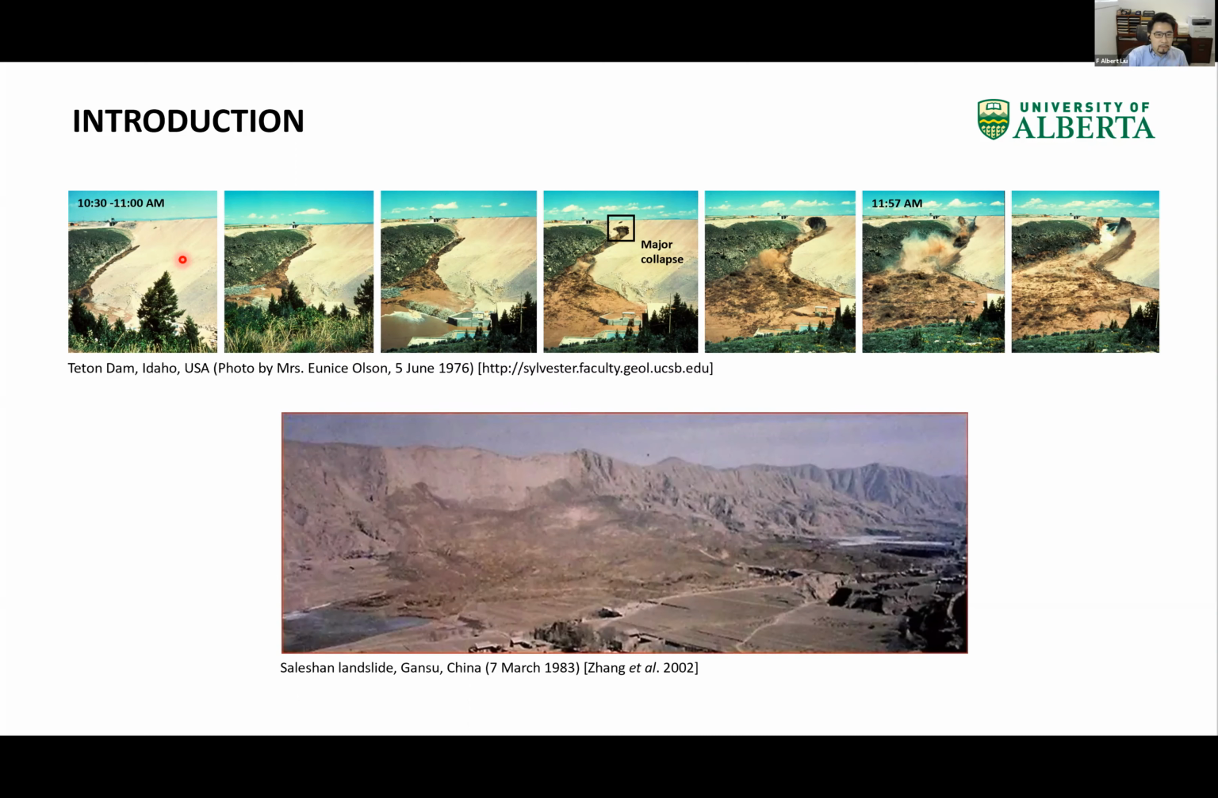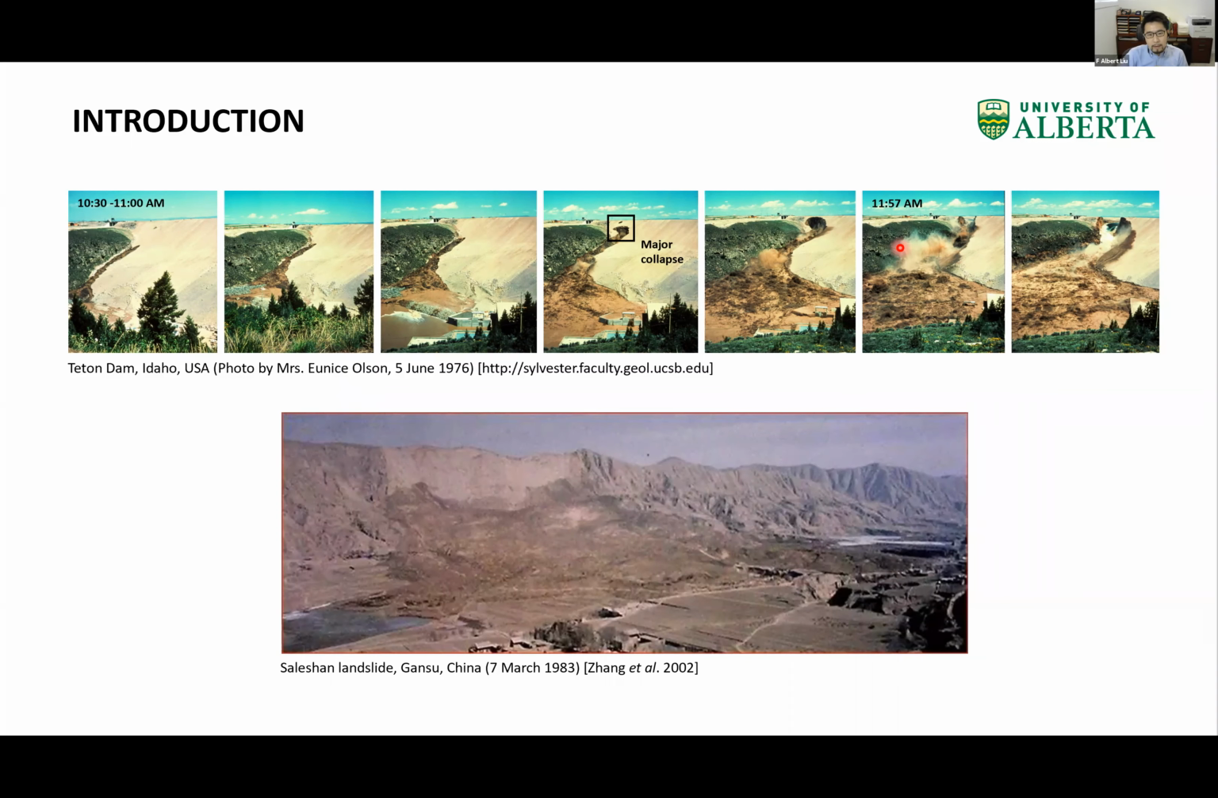You can see this from this sequence of images, moving from around 10:30 a.m. on that morning, and then to just before 12, when the major collapse and failure had occurred for the dam. As a material, loess is not the only responsible party for this failure. The dam was actually built upon a fissured rhyolite foundation. So the water in the reservoir entered through the cracks, into the core of the dam, and caused the failure of the compacted soil.